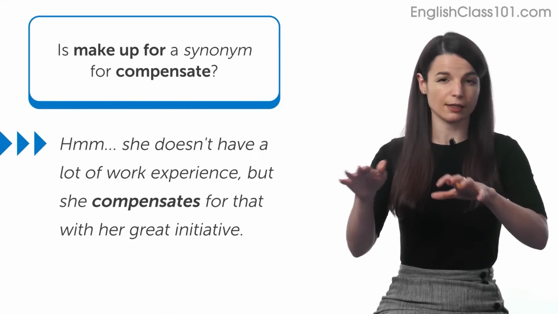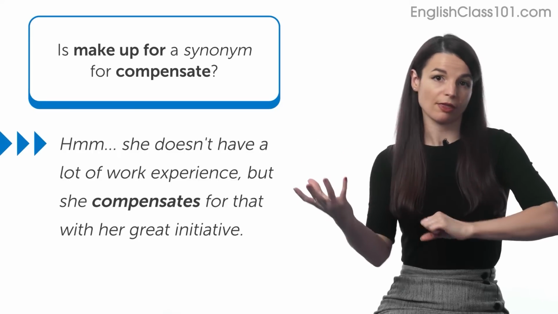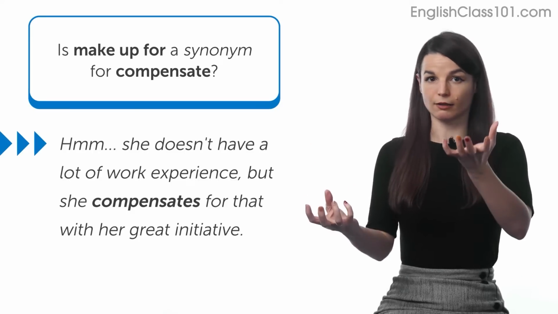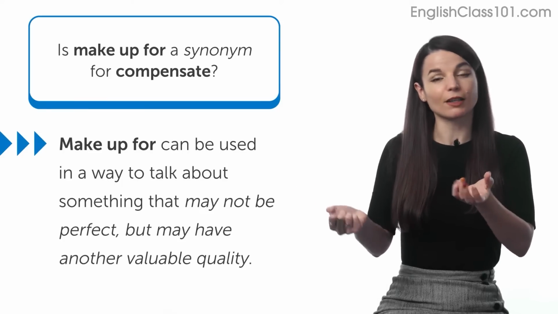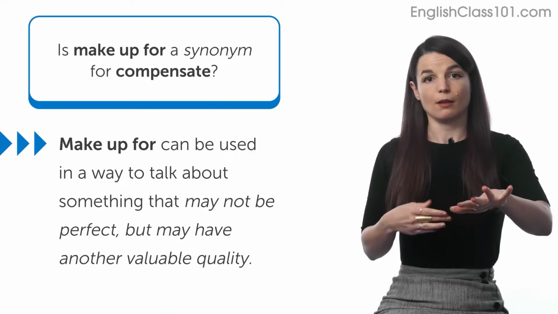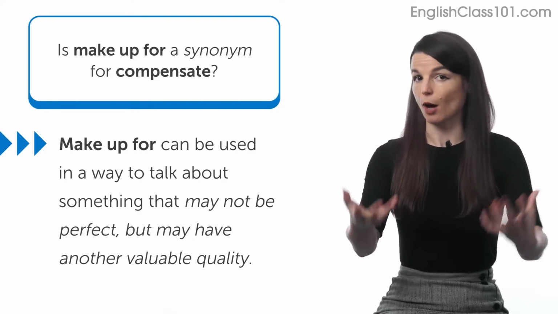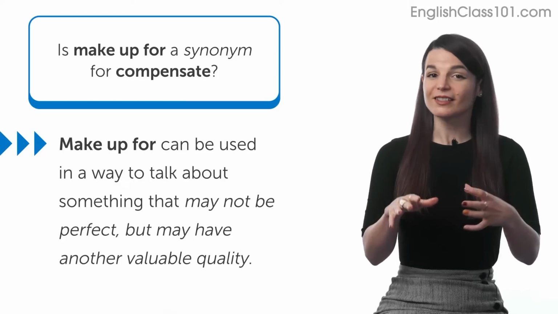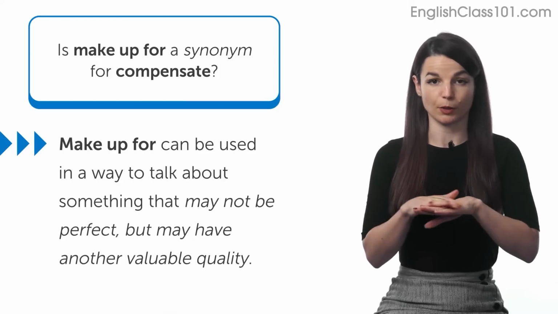So in this sense, compensate and make up for do have that meaning of one thing kind of outbalancing the other thing. So it kind of shows us that even though something's not perfect, there's this other quality that's really, really valuable. So you might see this in interpersonal connections. You might see this when you're apartment hunting or job hunting and so on. So this is the sense in which make up for and compensate are used in very similar ways.